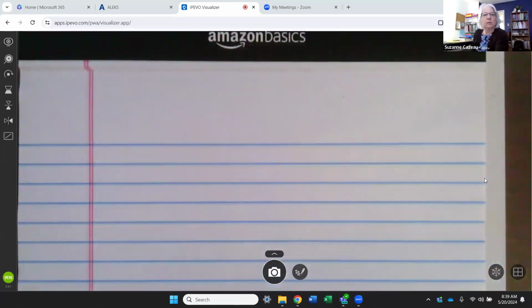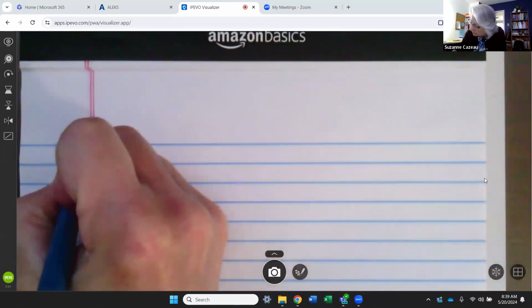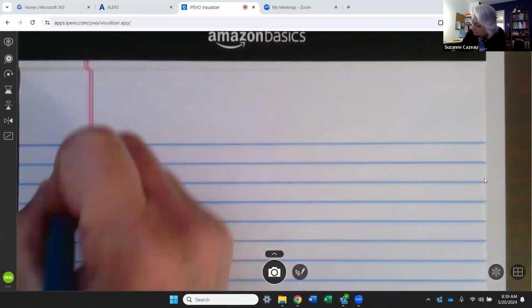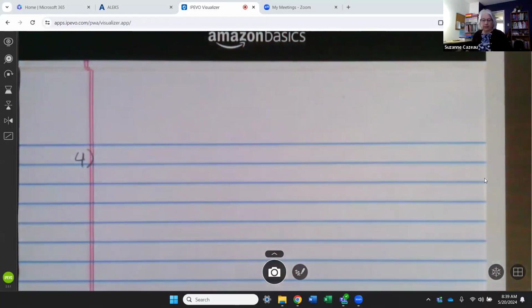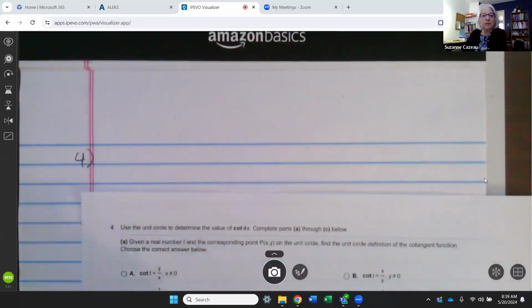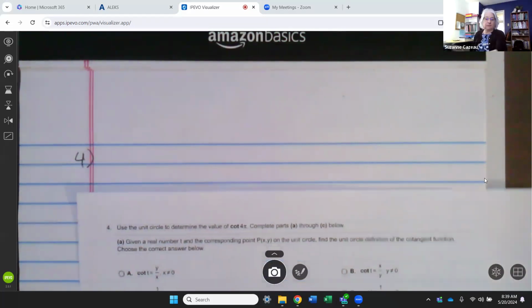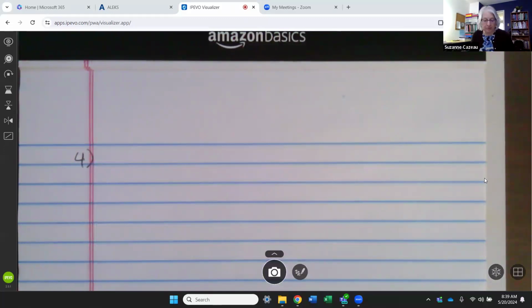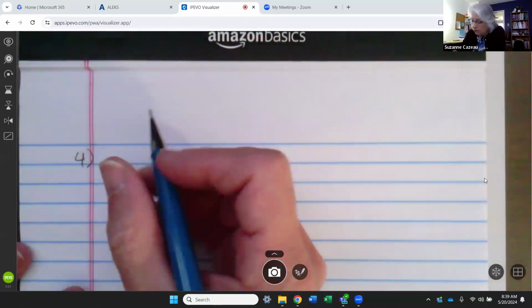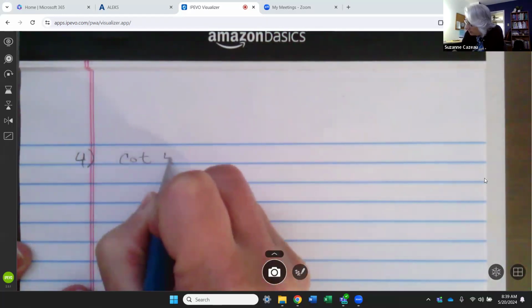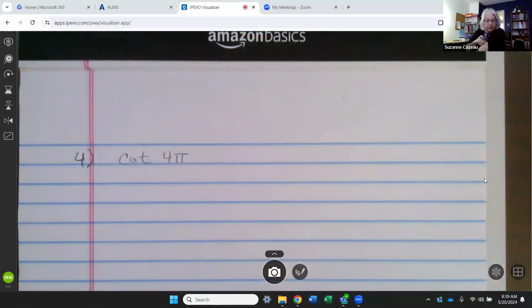Number 4. Number 4 says, use the unit circle to determine the value of cotangent of 4 pi. Okay. Then we get to complete all these cards. Okay, so cotangent of 4 pi. All right, so, okay, what do we need? We need the ordered pair and all that jazz.